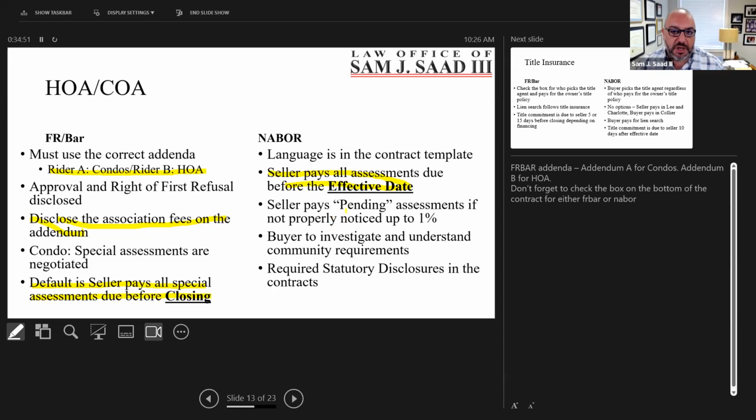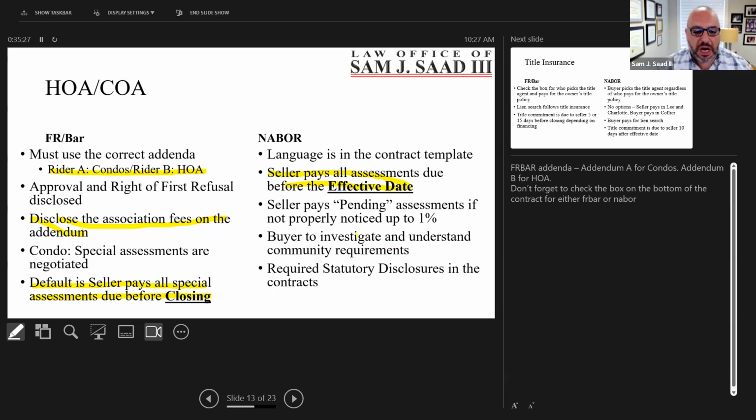If a special assessment comes in after the effective date and it was a pending assessment, and no one really knows what pending means under the NABOR contract, but I would submit to you, if the board has discussed it at a meeting, if a vote has been taken to move forward, if it's come up at the members' annual meeting, it may be pending, and then the seller needs to give the buyer notice or pay up to 1% of the assessment, up to 1% of the purchase price towards the assessment.